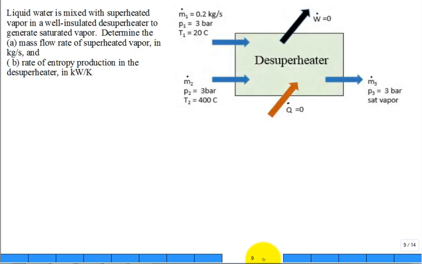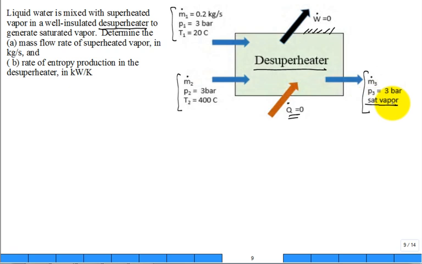All right, liquid water is mixed with superheated vapor. So this is state 1 coming in, that's state 2 coming in, and they're mixed in a well-insulated device called a de-superheater. I did not make the name of that up. And it generates saturated vapor. How many outflows are there? There's only one outflow. What's coming out of there?